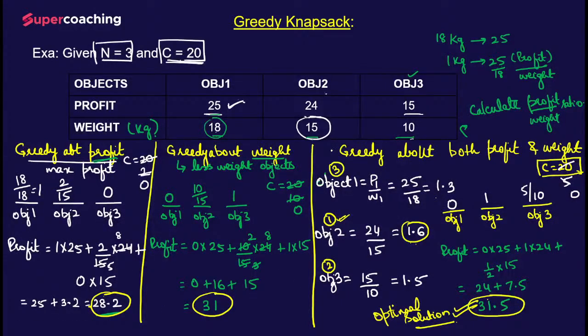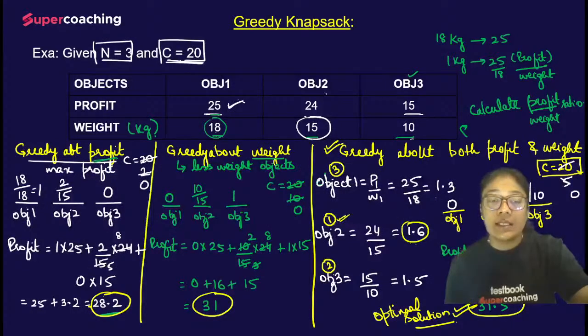This is just for the understanding. In the exam we will be just considering the third case, that is when it's greedy about both profit and weight ratio, it's going to get the maximum profit. Is this clear?